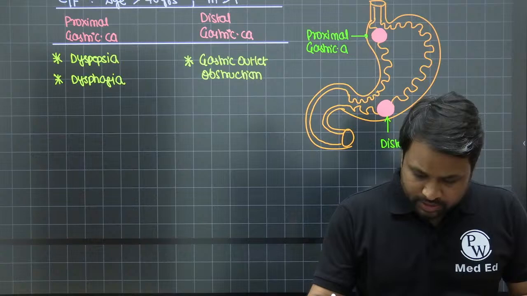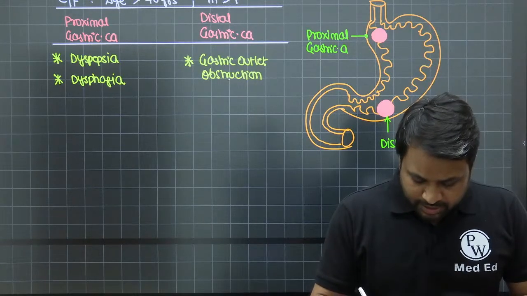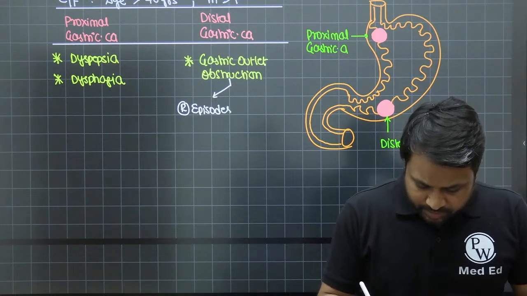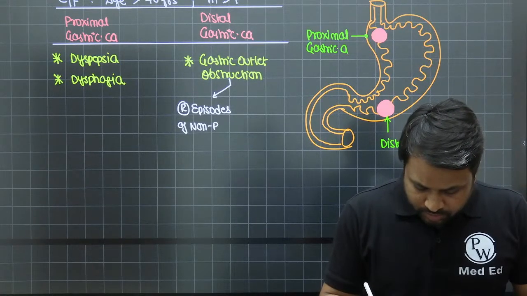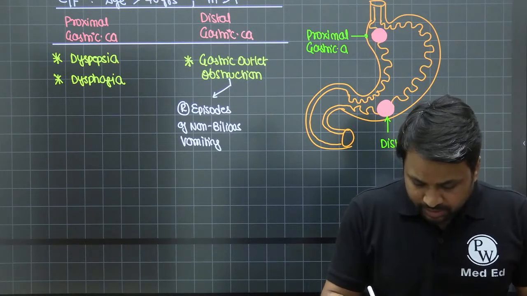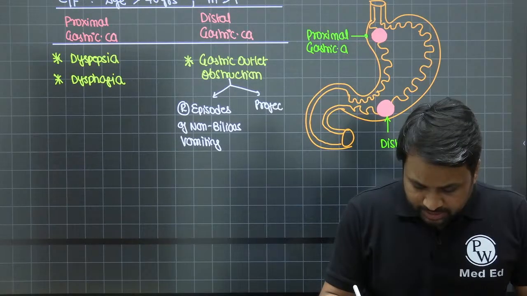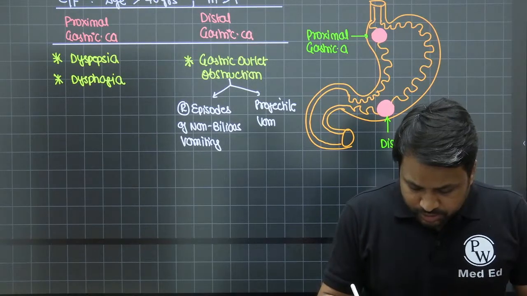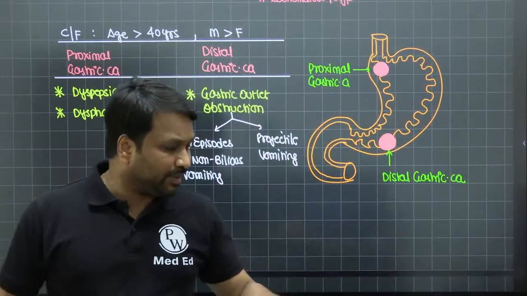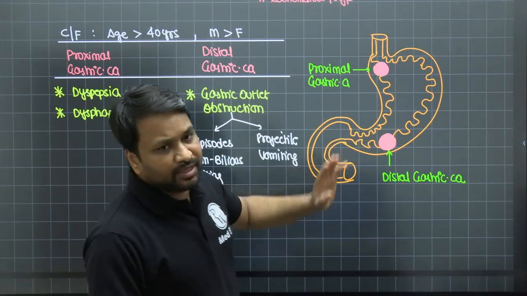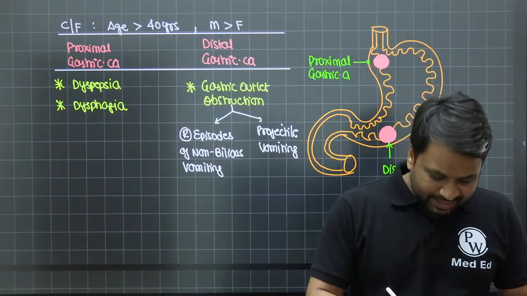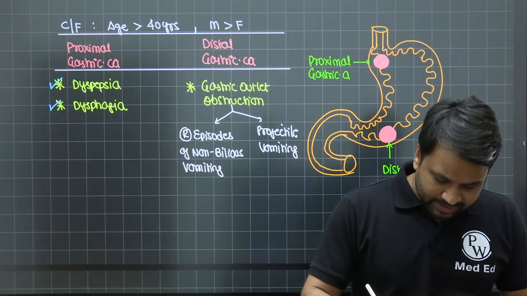In any gastric outlet obstruction, the patient will have repeated episodes of non-bilious vomiting. This will be projectile vomiting that the patient will present with. So for a proximal malignancy, it will be dyspepsia and dysphagia. For a distal malignancy, it is going to present with gastric outlet obstruction. So these are going to be site specific.